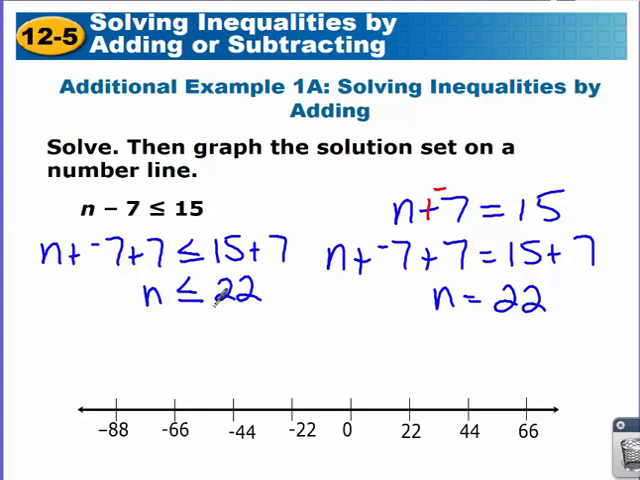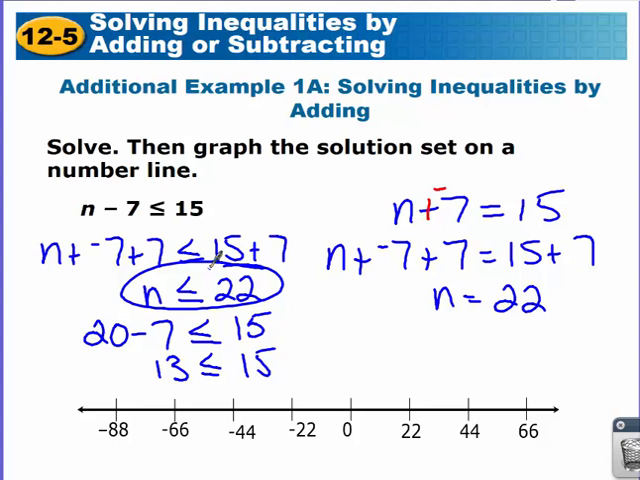So I'm going to come up and I'm going to plug in my 20 into my original equation. 20 minus 7, is that less than or equal to 15? Well, 20 minus 7 is 13, and that sure is less than or equal to 15. So always make sure you check your solution. Now, if I wanted to graph this solution right here, that's back to what we were doing yesterday. I would put a closed circle on 22, and it says I need to shade to the left. I need values less than 22 to make this correct.